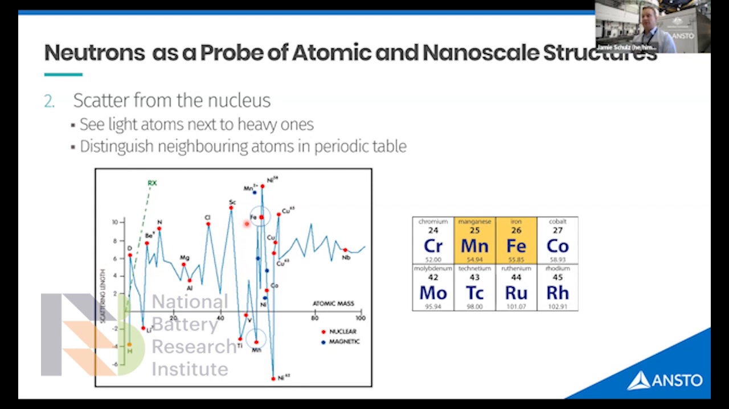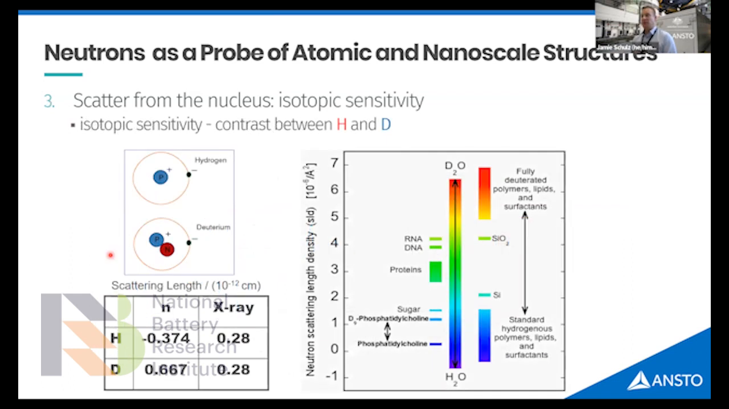The other thing is that the scattering properties are also different between isotopes. And the big one that we take advantage of is hydrogen and its isotope deuterium. You can see here that they have completely different scattering. So we can replace hydrogen with deuterium, maintain the same chemical properties, but change the scattering properties significantly. And this is quite heavily used within neutron scattering. So here is the example: for hydrogen, the neutron scattering length is minus 0.374, and for deuterium, 0.667. However, for X-rays, it remains the same, okay?